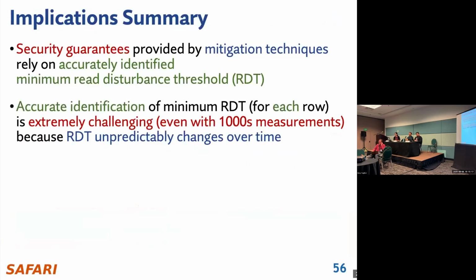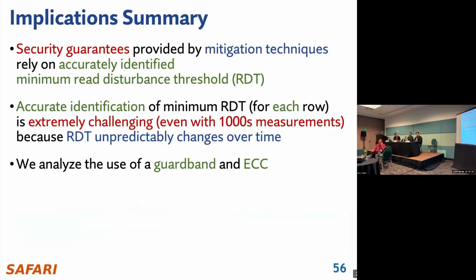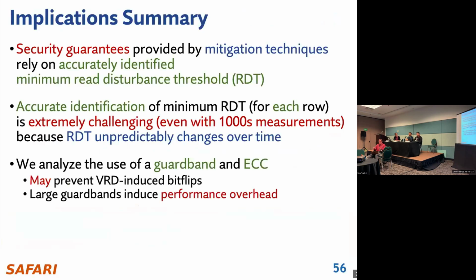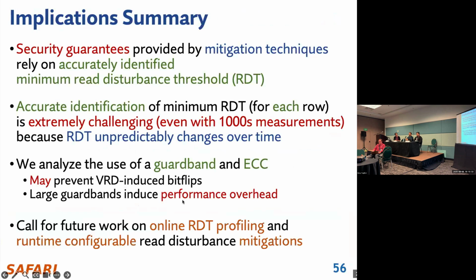So accurate identification is extremely challenging since this is an unpredictable phenomenon. So we analyze the use of a guard band and ECC with our limited data. And these together may prevent VRD-induced bit flips, but unfortunately, large guard bands induce performance overhead.